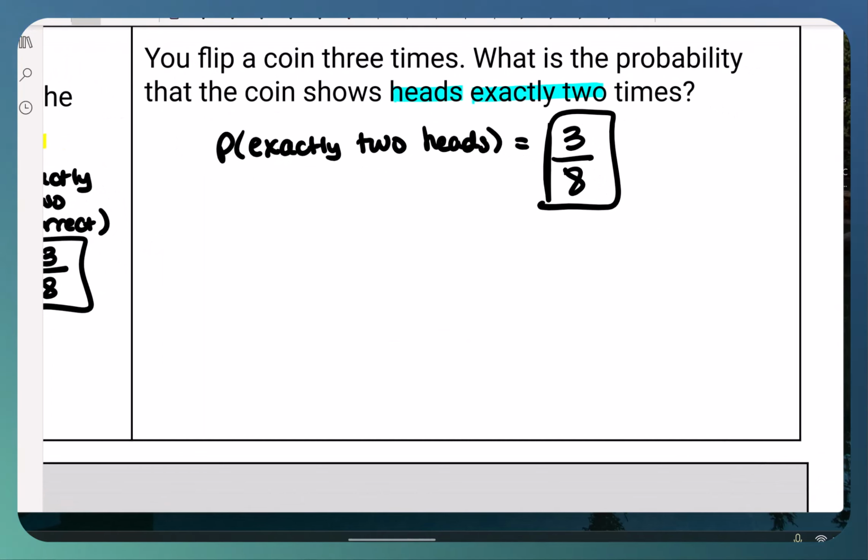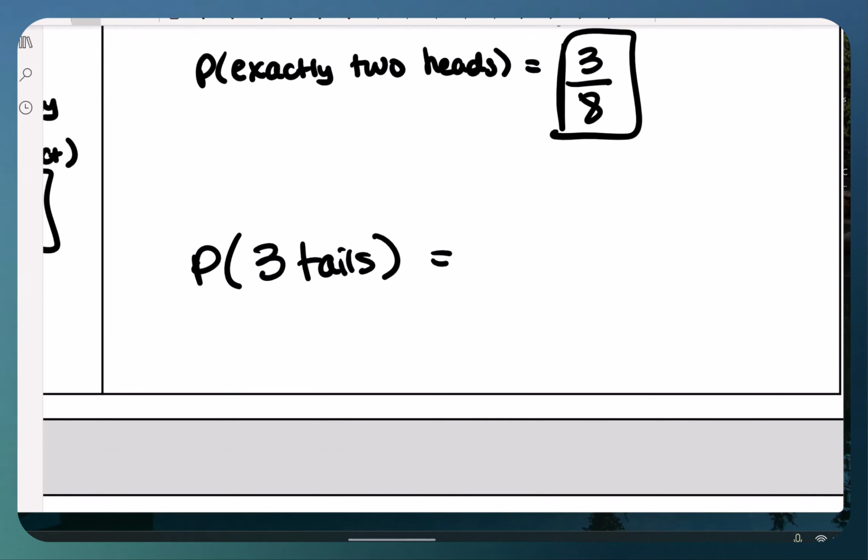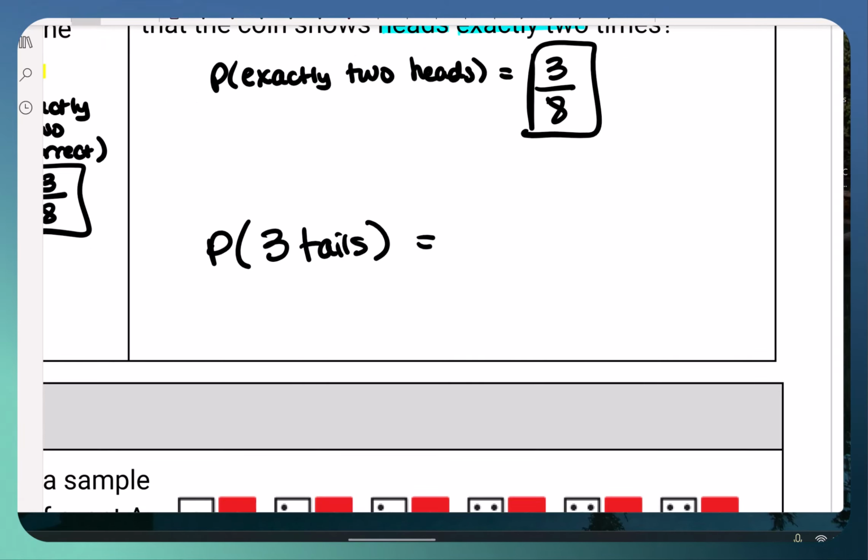Okay, this isn't on your notes, but I want you to do this one. What's the probability of 3 tails? So just pause it, look at your notes, and see if you can figure it out. So if I look, I only have 1 outcome that has all 3 tails, but you have to say out of a total of 8.